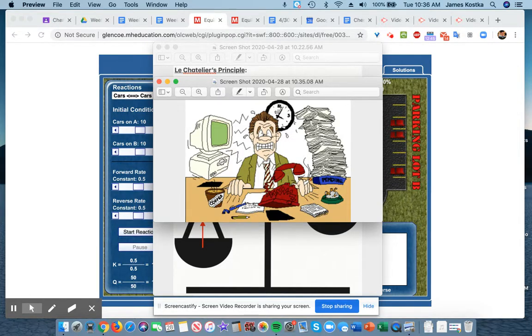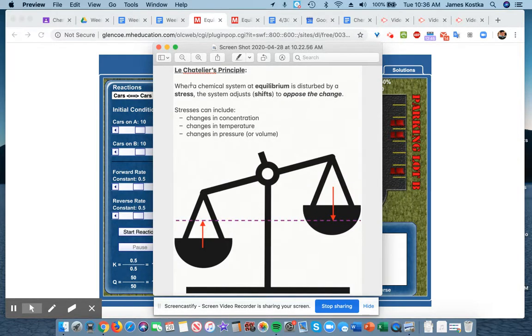This way of dealing with stress is a normal human reaction. And chemical reactions can do things in order to deal with that stress as well. The way that chemical reactions deal with that stress is called Le Chatelier's principle. So we've already talked about equilibrium, right? When those rates are equal after some time has passed. What this principle says is if I put a stress on a chemical reaction, if I change something about the reaction so it's no longer at equilibrium, Le Chatelier's principle says that that chemical reaction will adjust or shift to oppose that change.